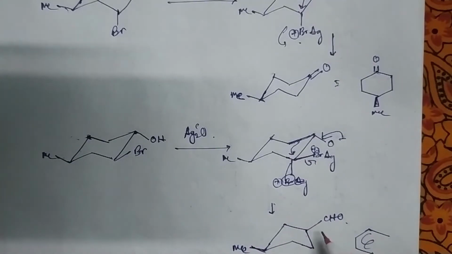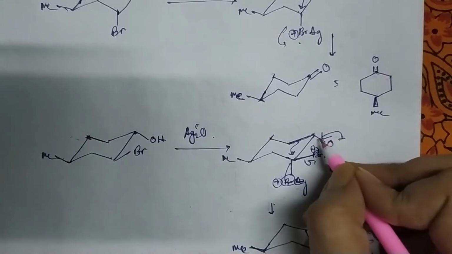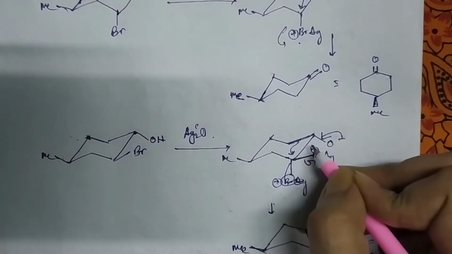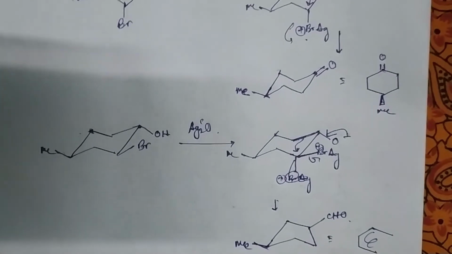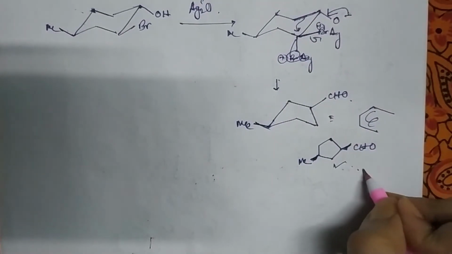So the CHO will be above the plane because this was above from this carbon. So this will be the answer.